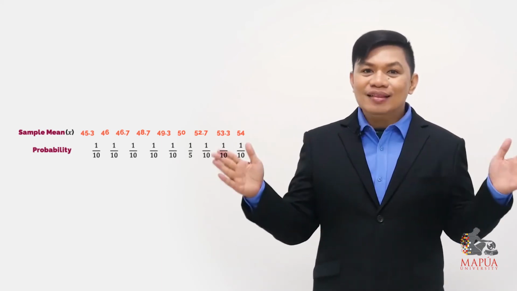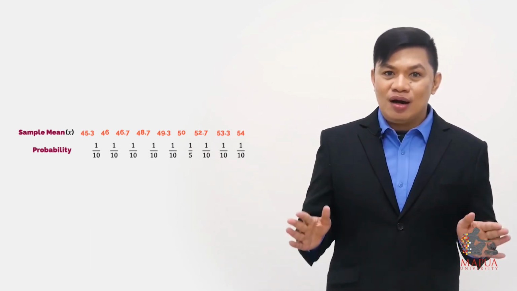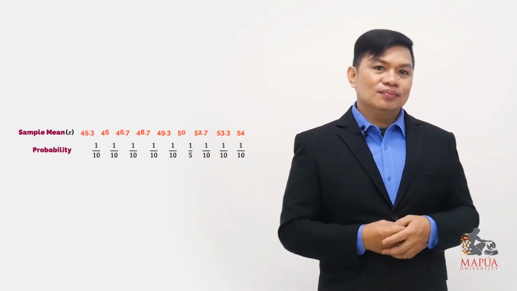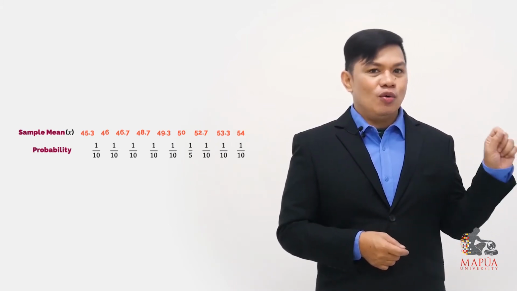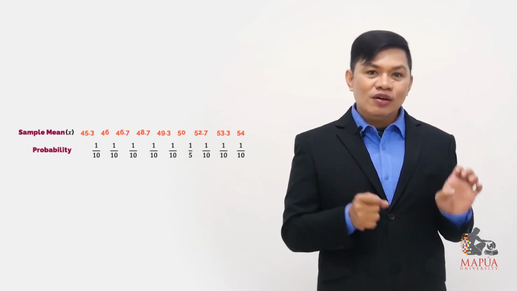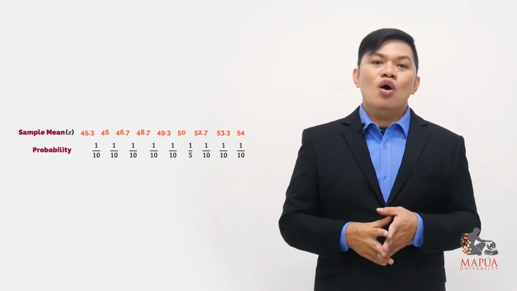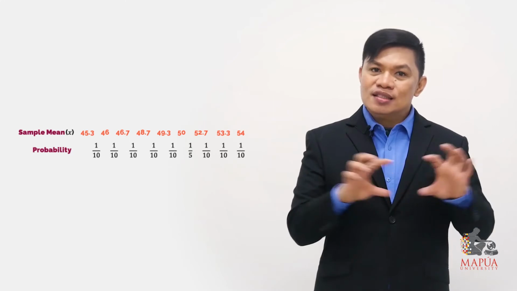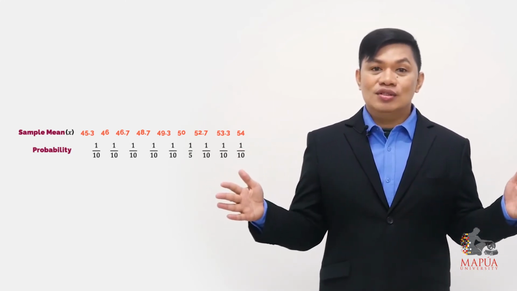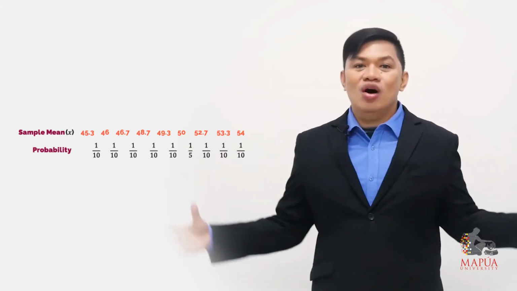So if you complete the probability distribution of x bar in this example, it's going to be 1 over 10 on the first value, 1 over 10 on the second value, and then 1 over 5 in the third value, and then all the rest will have 1 over 10. So your second row in your probability distribution will have these values: 1 over 10, 1 over 10, 1 over 5, 1 over 10, and so on.